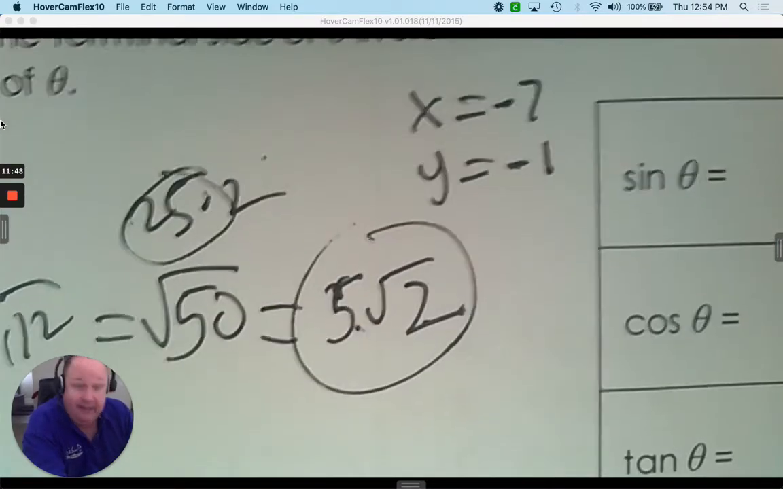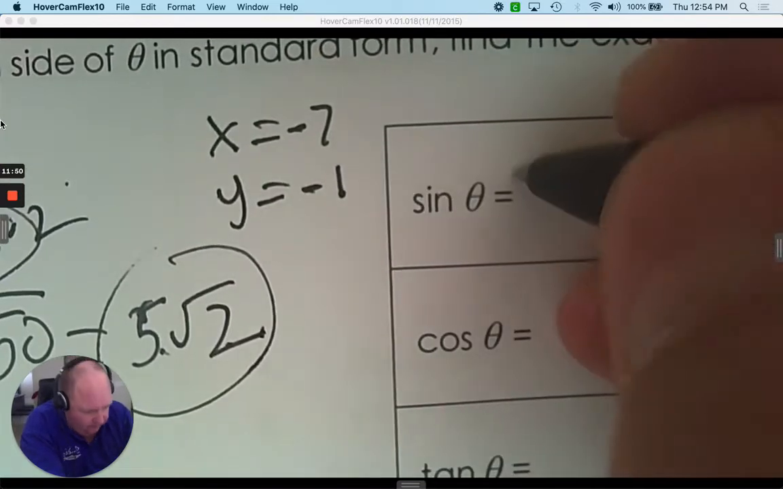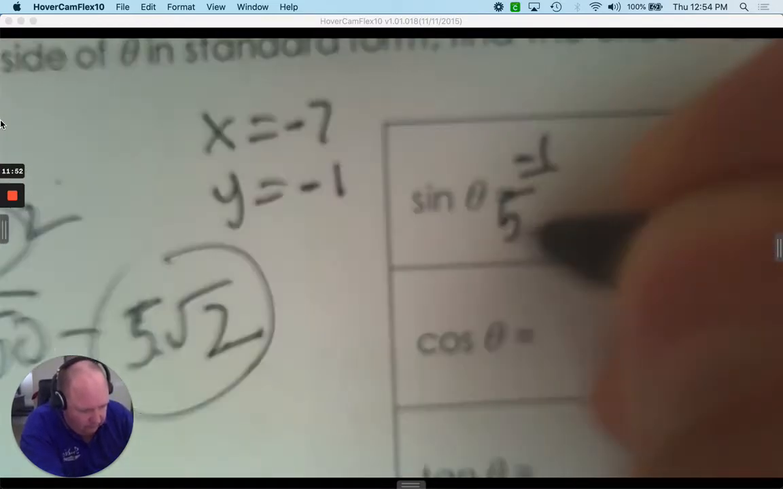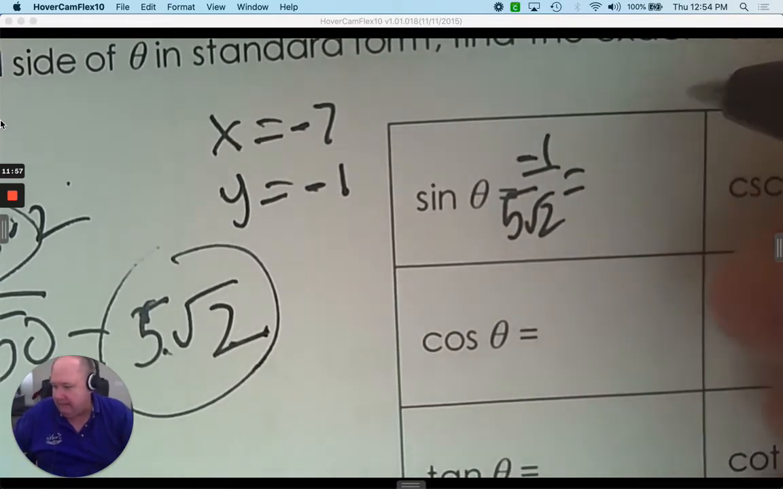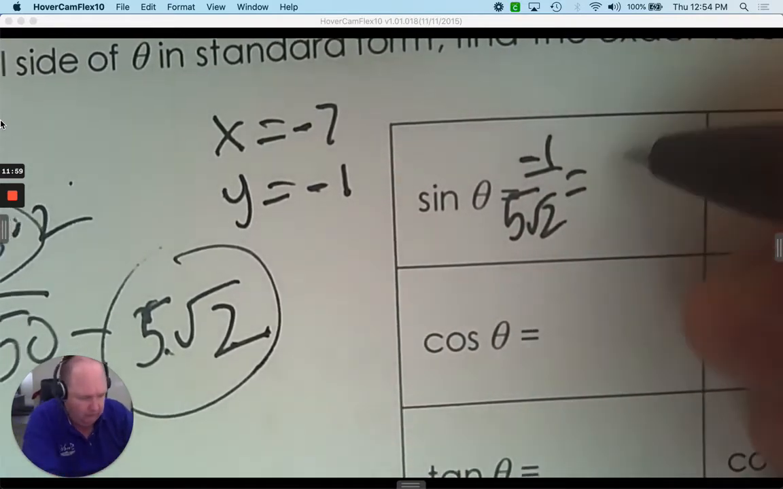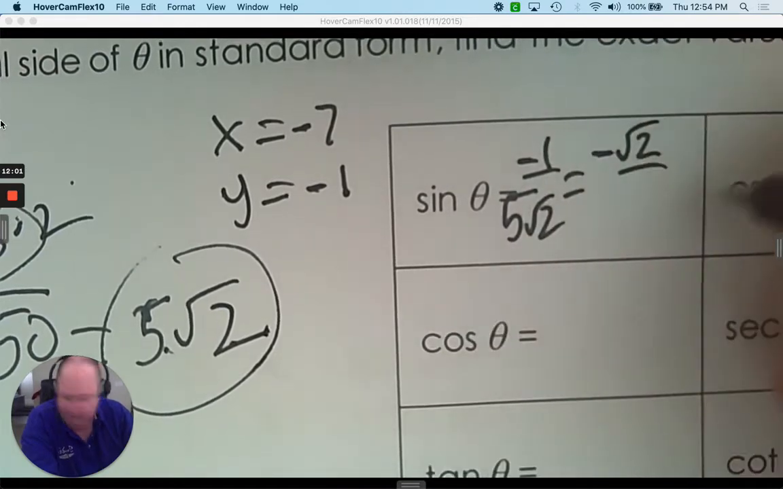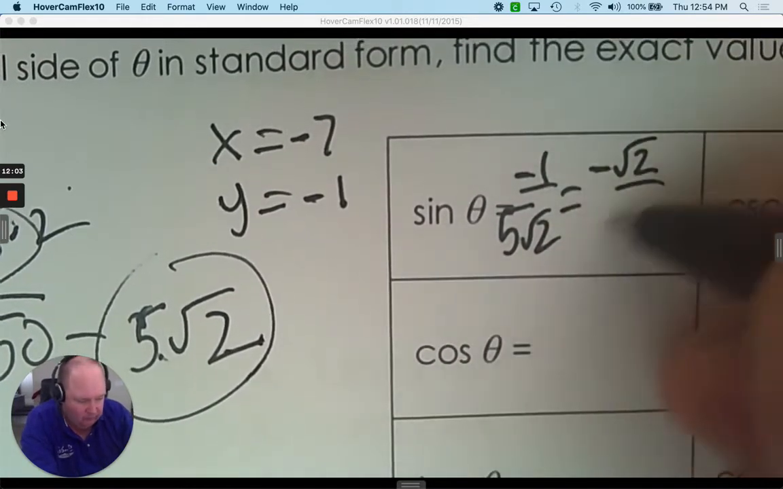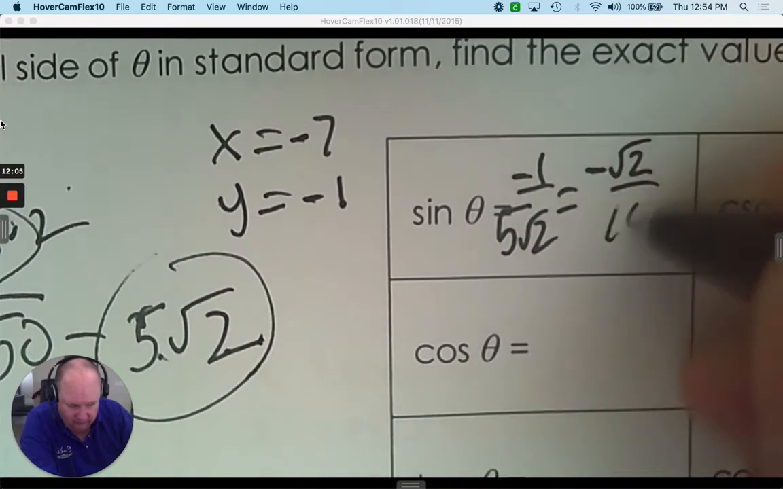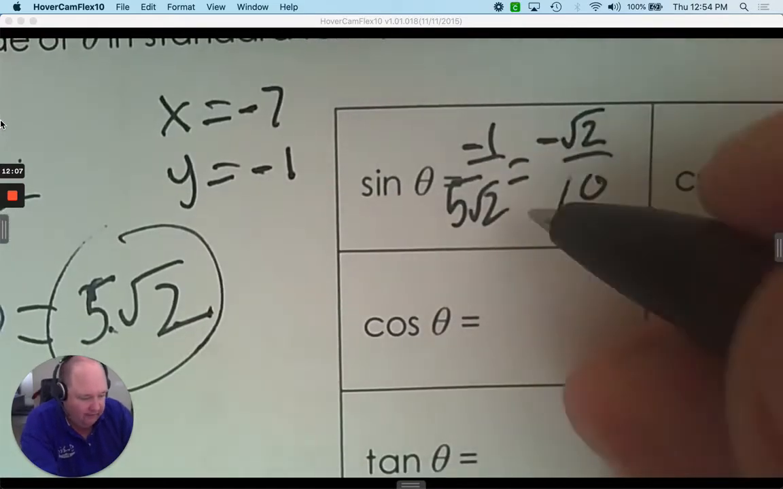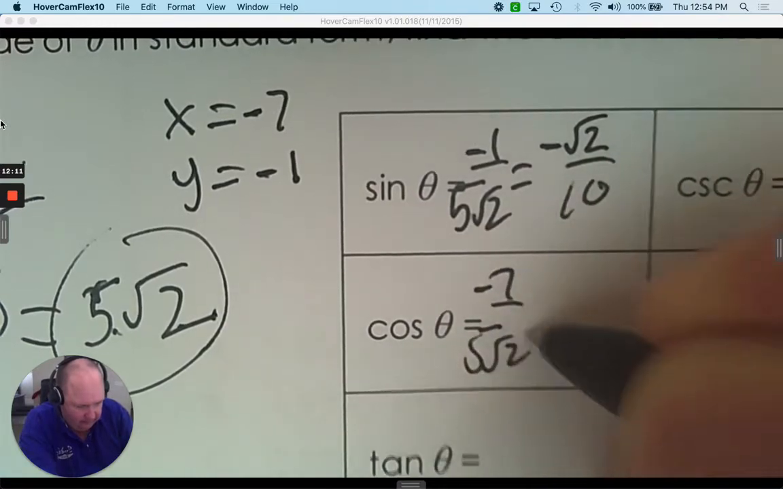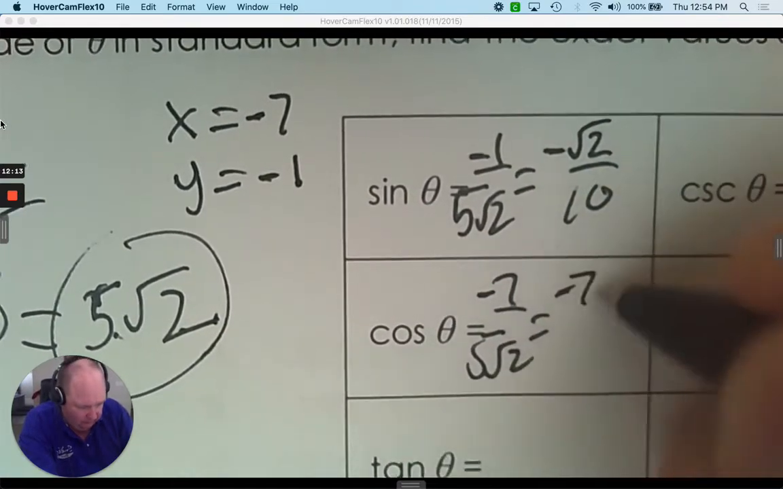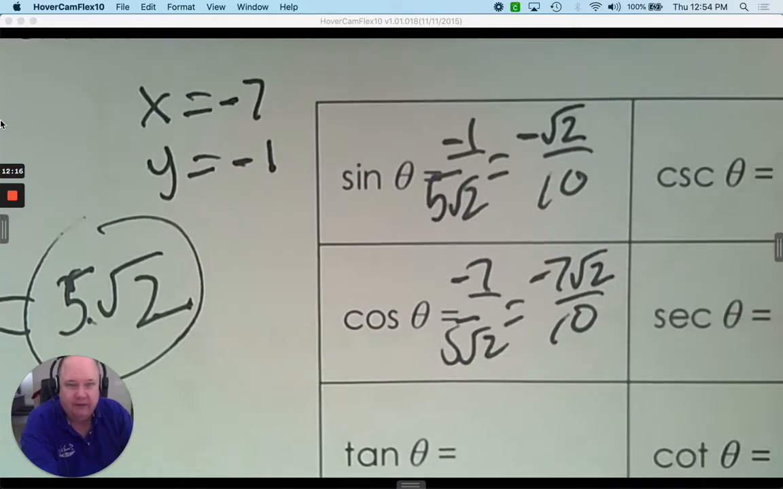So sine is y over the radius. So if I make that look right, that's negative 1 over 5 root 2. So multiply top and bottom by root 2. So that's negative root 2. Root 2 times root 2 is 2 times 5 is 10. Cosine is -7 over the same denominator. Again, multiply by root 2. And that's the answer you get.